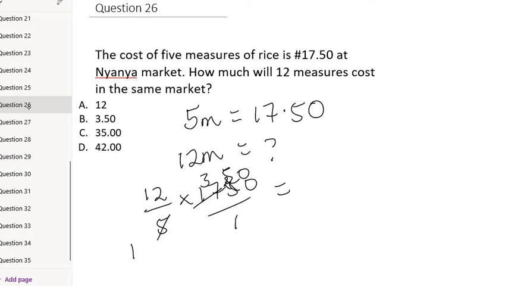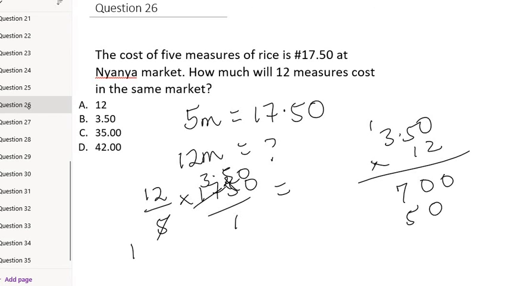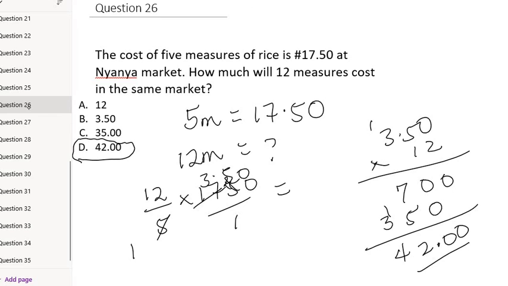So 3.50 times 12. Ignore the decimal, multiply. After multiplying, we put the decimal. 2 times 0, 0. 2 times 5, 10. 2 times 3, 6 plus 1, 7. Then 1 times 0, 0, 1 times 5, 5, 1 times 3, 3. Adding, 2, 4. 2 decimal places, so put your point here. So the answer is 42, which is D.